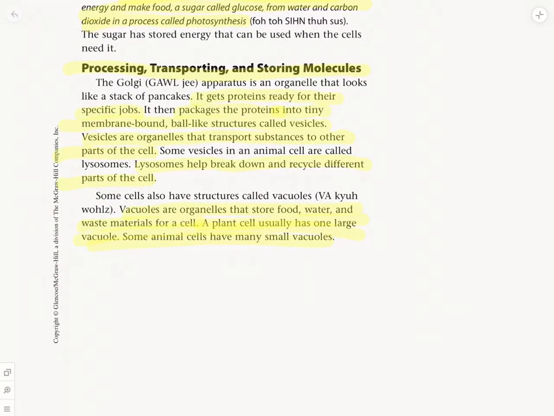Processing, transporting, and storing molecules. The Golgi apparatus is an organelle that looks like a stack of pancakes. It gets proteins ready for their specific job. It then packages the proteins in tiny membrane-bound, ball-like structures called vesicles. Vesicles are organelles that transport substances to other parts of the cell.